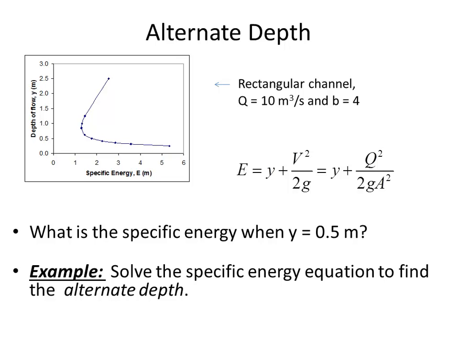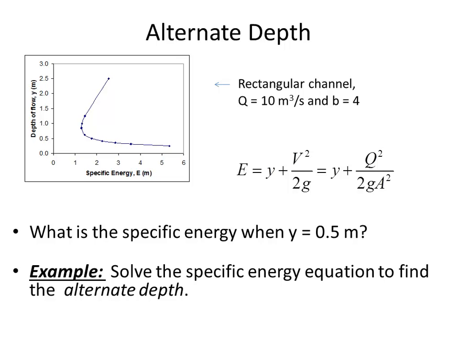All right, so the alternate depth is where we say 1.774 meters is equal to y plus 100 divided by 2 times 9.81 times 4y squared. Okay, so in the area term, the width b is still 4, but we don't know the depth y. So the unknown is both in the formula for the area and the depth itself.